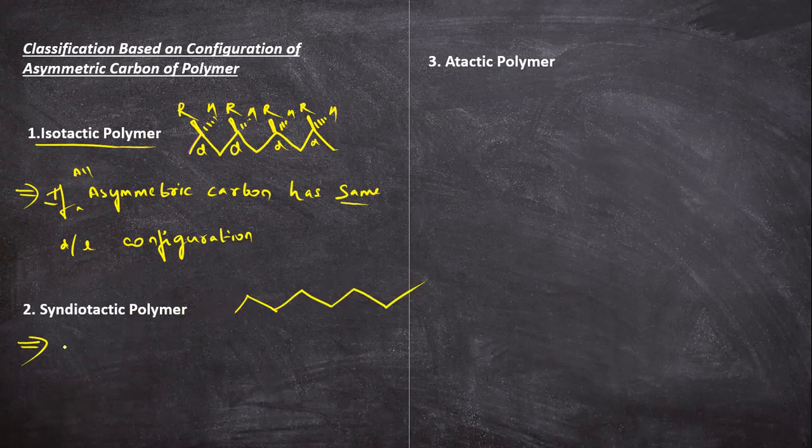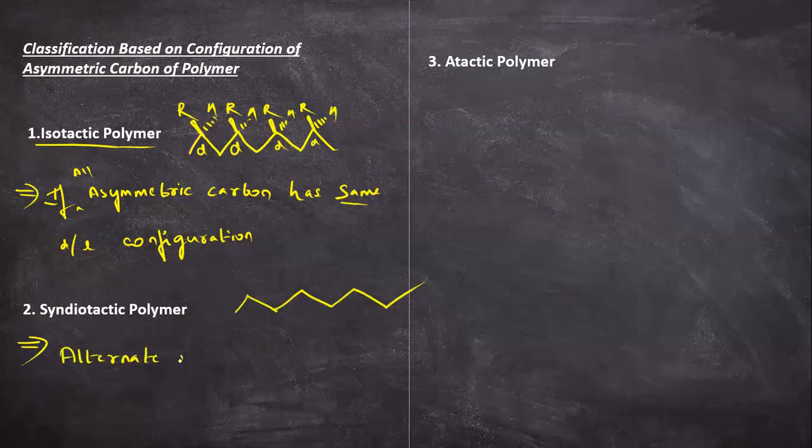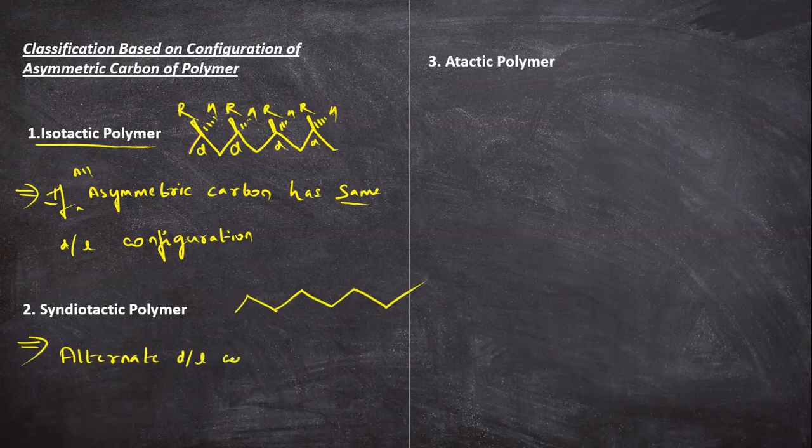So here, alternate D or L configuration is present. Alternate D or L configuration. Like it is a polymer unit, so here it will be 1, 2, 3, 4, 5, 6, 7, 8. We know this 2, 4, 6, and 8 are asymmetric carbon atoms, right?